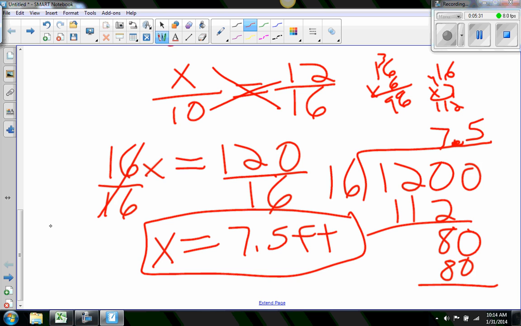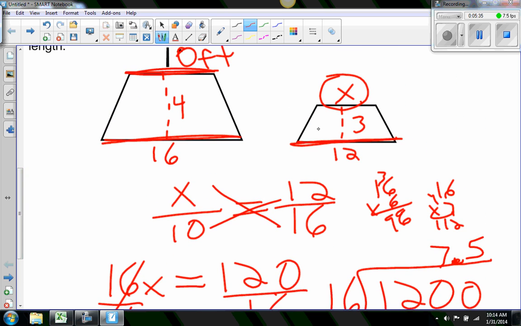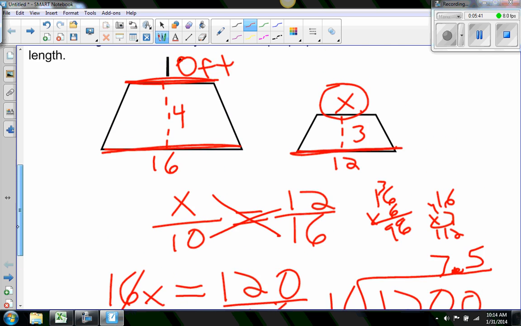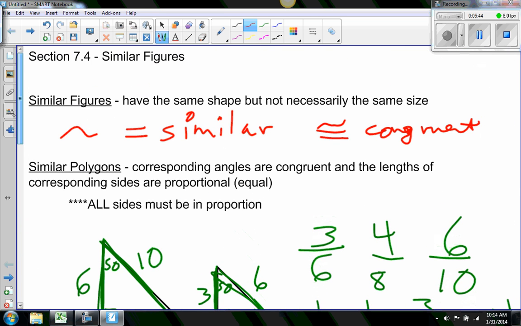Because they have to be proportional, the side lengths have to be in proportion. You can set up a proportion to solve for what's missing. That's how you can use one figure to find what's missing on the other one. So bring that knowledge with you, and we'll talk about it more the next time I see you.